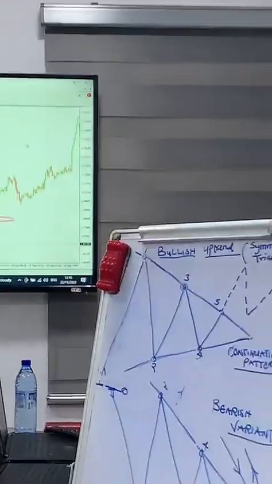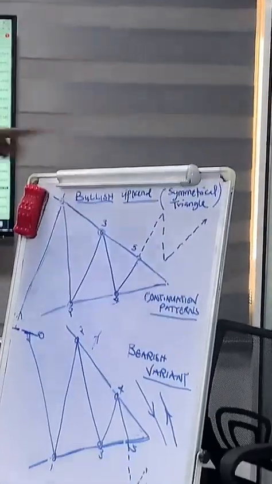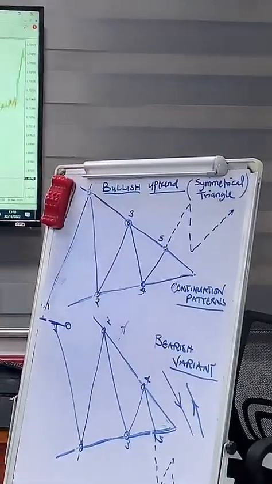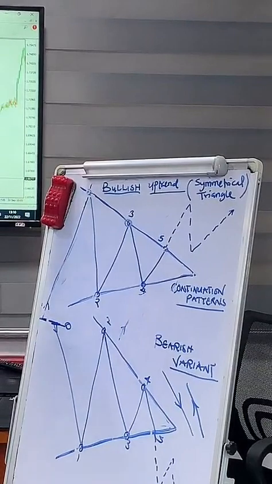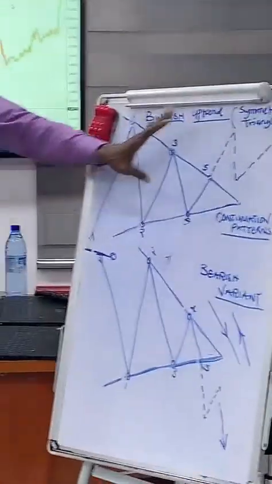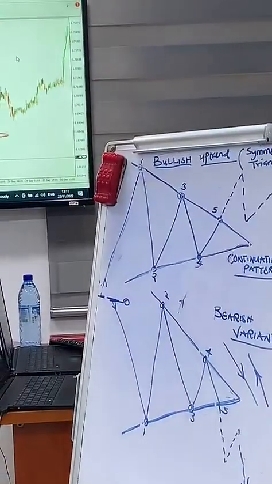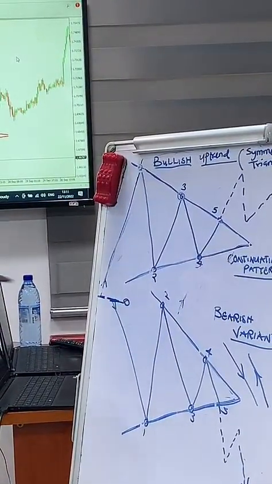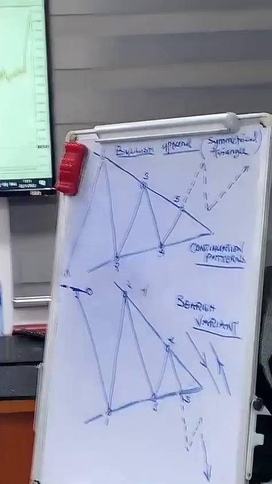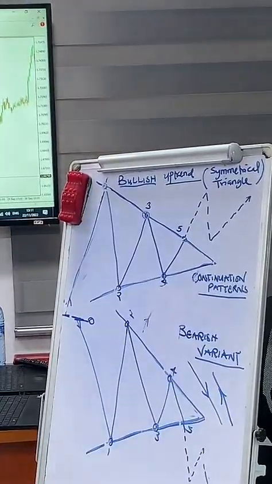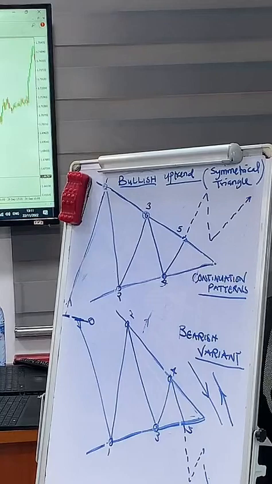What determines if it is a bullish variant or a bearish variant is where the initial direction of the market began from. If it starts going upwards, we say it's a bullish variant. If it is a downwards movement, then it's a bearish variant. That means the market wants to continue its downward trend. That's why they are called continuation patterns.